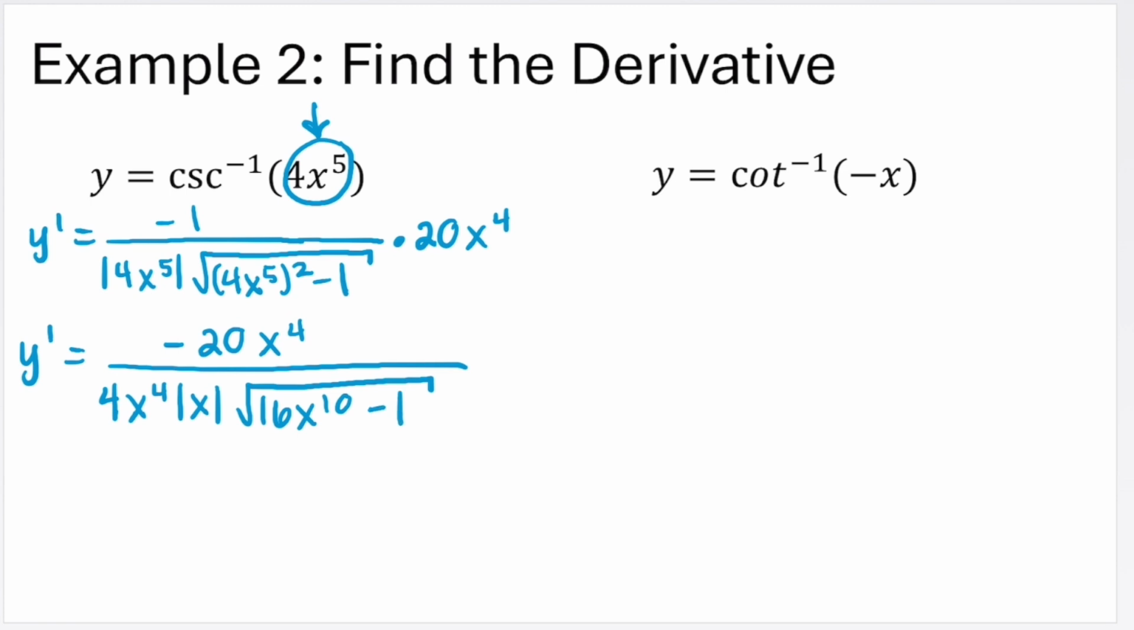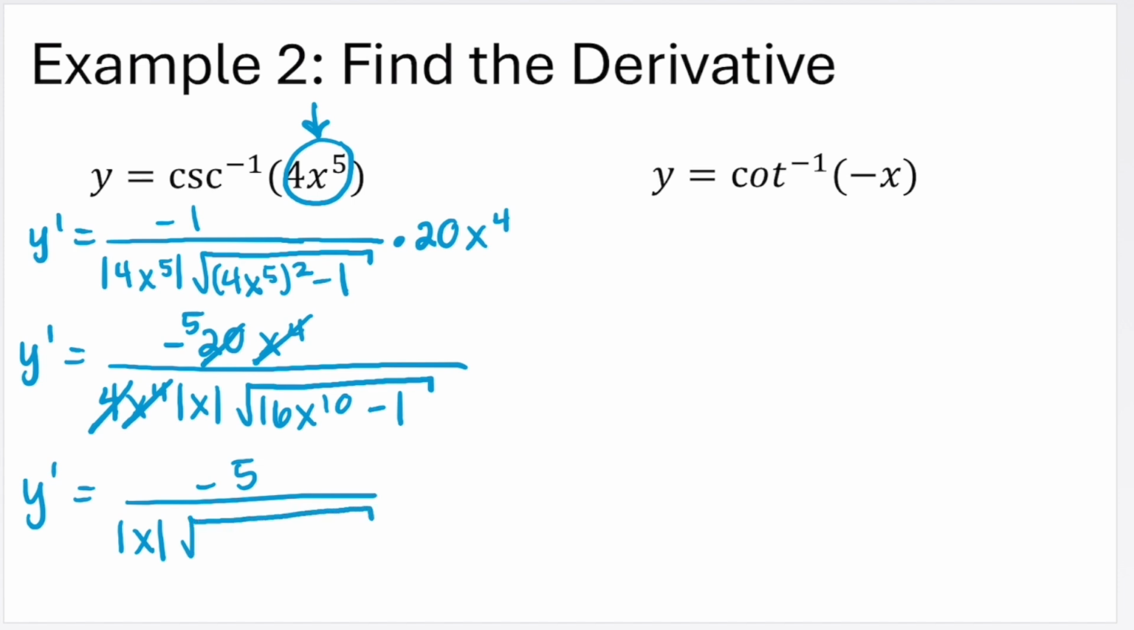And then right here, I'm going to cancel out the x to the fourths, and then I'm going to cancel out that 4 and change that 20 into a 5. So my final answer there is going to be y prime equals negative 5 all over the absolute value of x times the square root of 16x to the 10th minus 1.